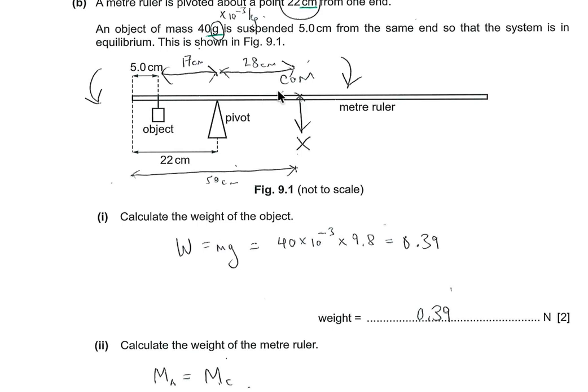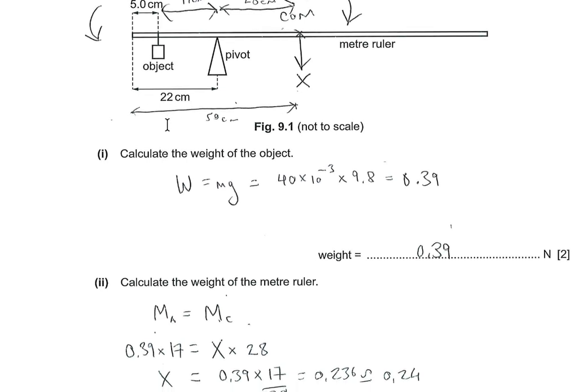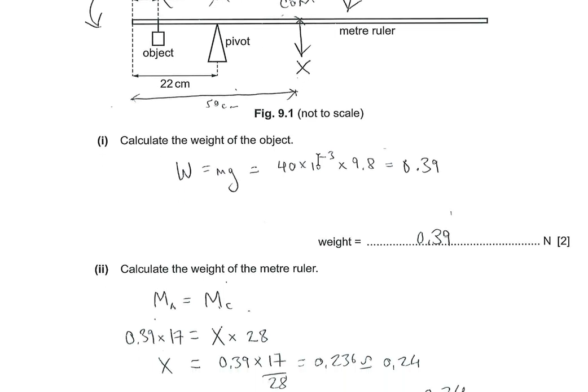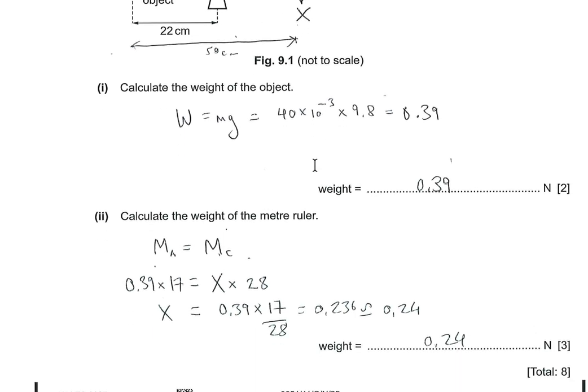We now have a force and a distance plus another force and another distance. We're going to calculate our moments. So we'll just scroll down. We notice we've got it here. That 0.39, that's the weight, times 17, which is the distance of the object from the pivot, is equal to x, this unknown force, times 28, which is the distance of application of that unknown force. Now we've got all the values we need to calculate there, and we find that we've got a weight of 0.24.